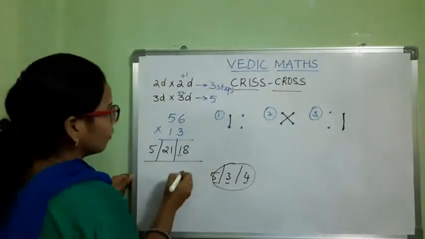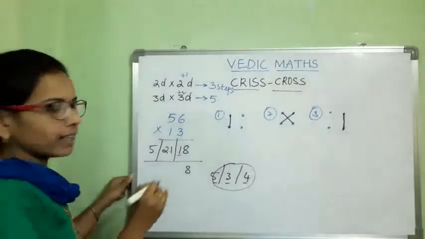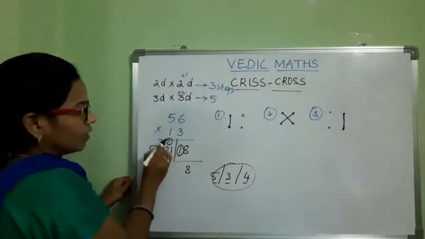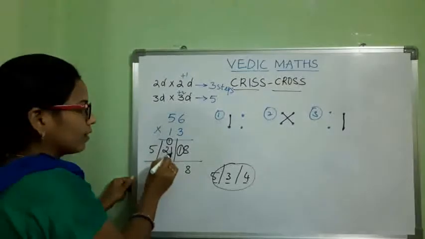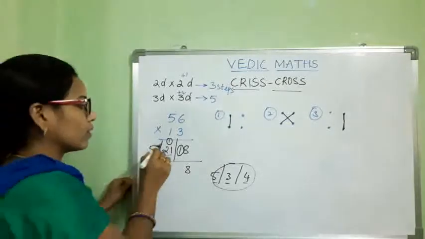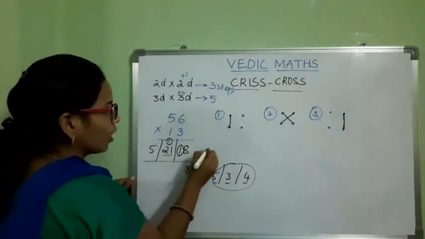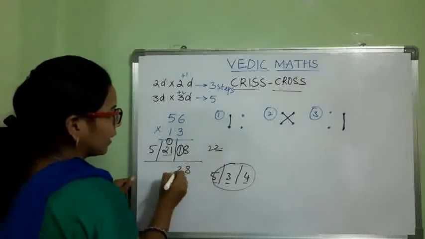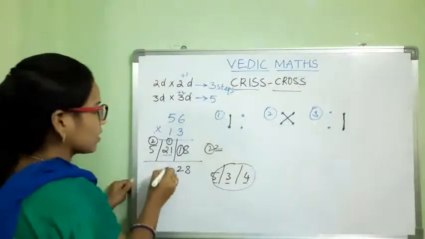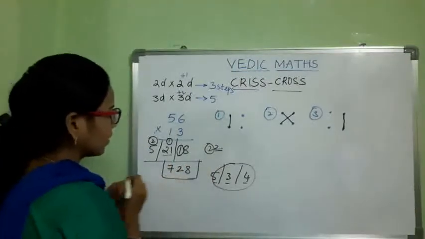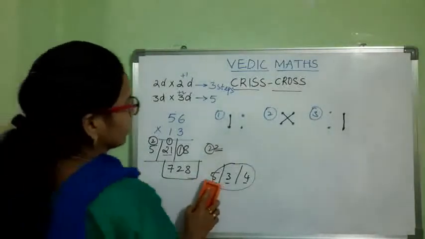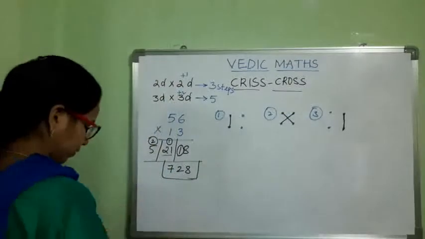First write 8 in the ones place and carry over 1 to the next column. Carry over this 1 to the next column, and here we consider 21 as a single number. So 21 plus 1, 22. Again we got 22. Write down 2 and carry over this 2 to the number 5. 5 plus 2 is 7. What is the final answer? 728 is the final answer. Okay children? We'll see one more.